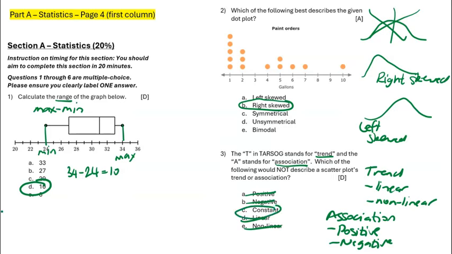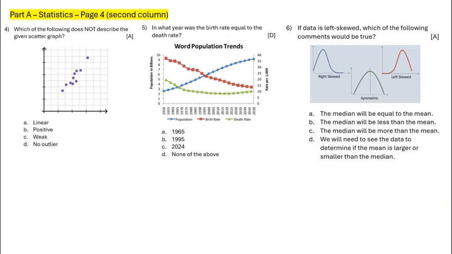And for your reference, C constant, that's actually an example from the scatter. And that makes sense. That reconciles with the question because it wasn't related to the trend or the association. So let's now get into question number 4. Which of the following does not describe the given graph?